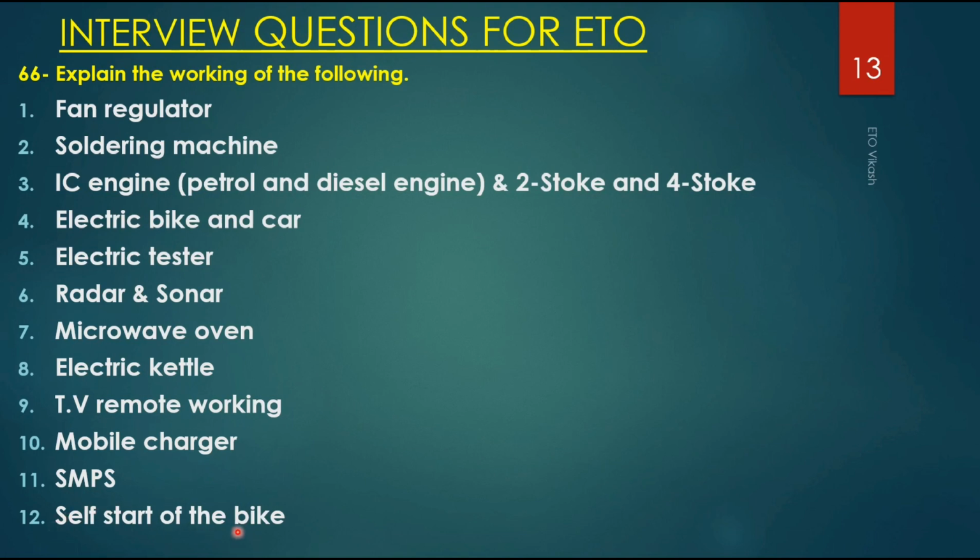And how does the self start of a bike work? In the bike, and in a car or every engine, there will be a battery, and one starter motor. When you give the self start in the bike, the motor shaft will come out and rotate the engine initially. And when it gets started, the shaft will go back and disconnect from the engine. You will understand this by watching the videos.